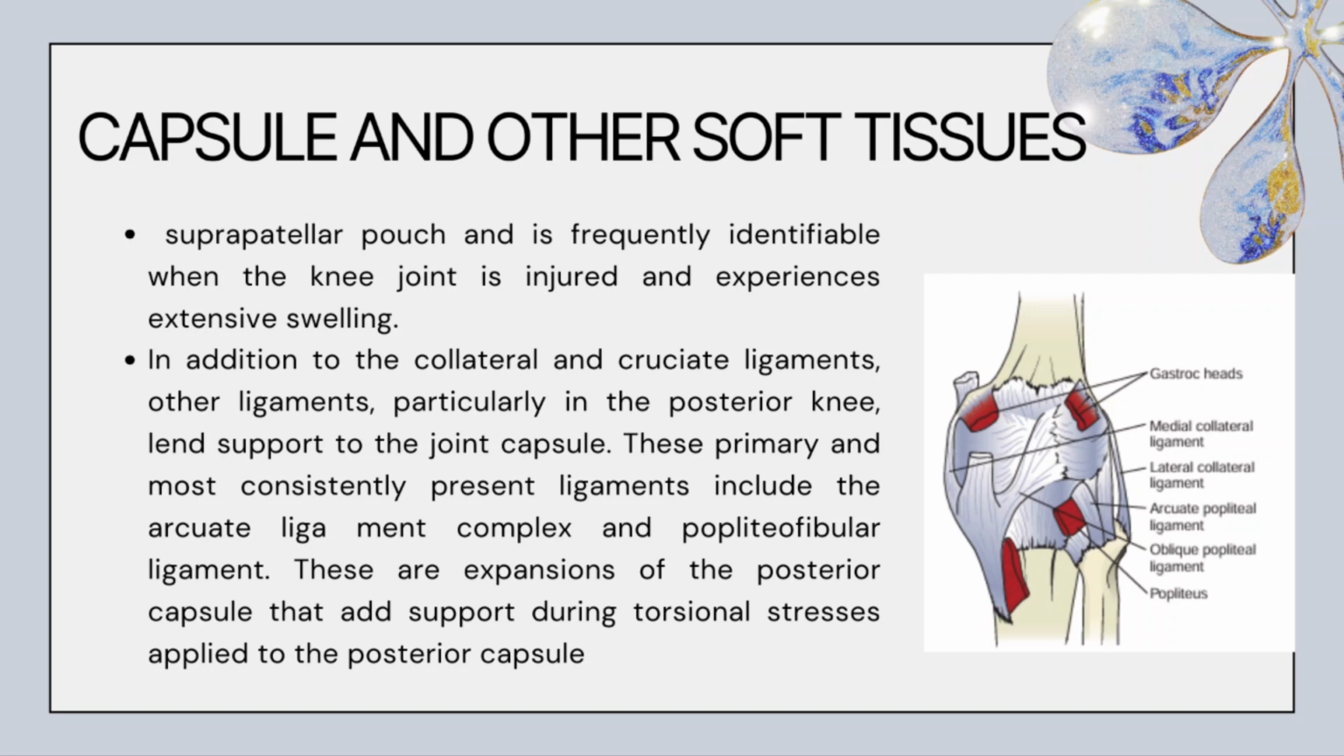So in addition to the collateral and cruciate ligaments, other ligaments, particularly in the posterior knee, lend support to the joint capsule. These primary and most consistently present ligaments include the arcuate ligament complex and the popliteofibular ligament. These are the expansion of the posterior capsule that adds support during torsional stress, or yung kapag nakaka-experience yung body natin ng sudden twist formed by shear applied to the posterior capsule.